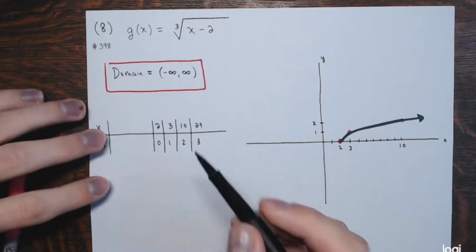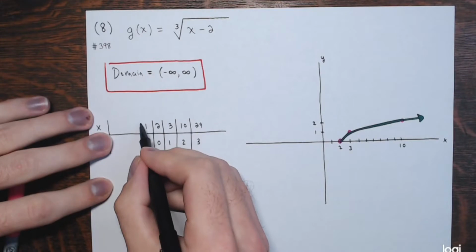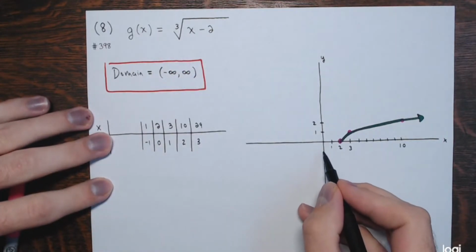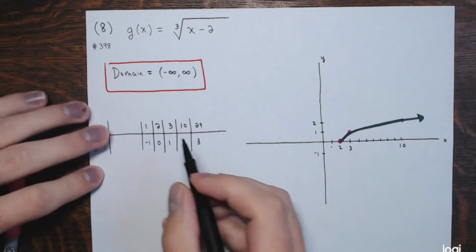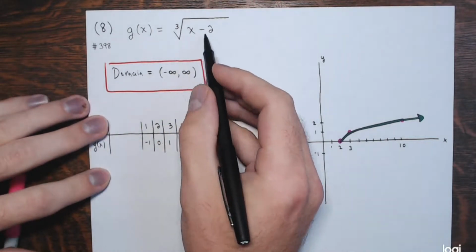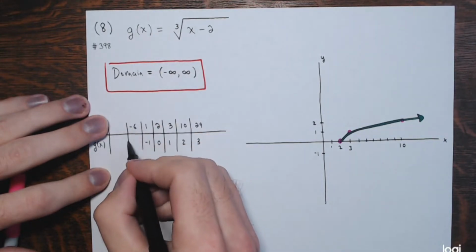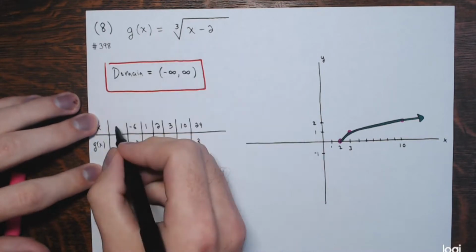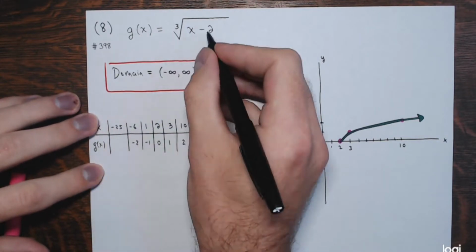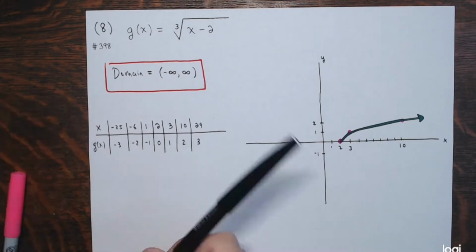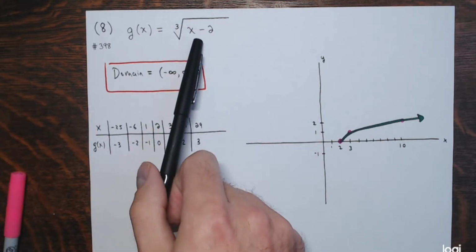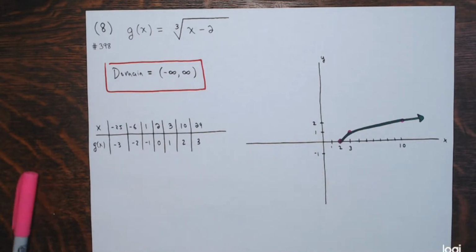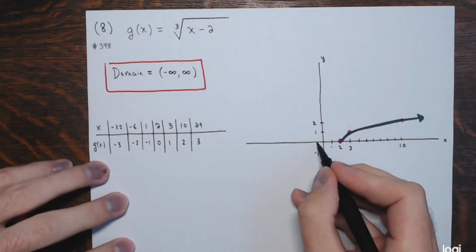So if I plugged in 1 for x, I'd get the cube root of negative 1, which is negative 1. So input 1, output negative 1. And if I plug in negative 6 for x, I'd get the cube root of negative 8, which is negative 2. And if I plugged in negative 25 for x, I'd get the cube root of negative 27, which is negative 3. I'm just doing nice whole ones. You can plug in other numbers too. If I plugged in 0, we'd get the cube root of negative 2, which you can plot, but it's just not nice. So 1, negative 1, and then negative 6.